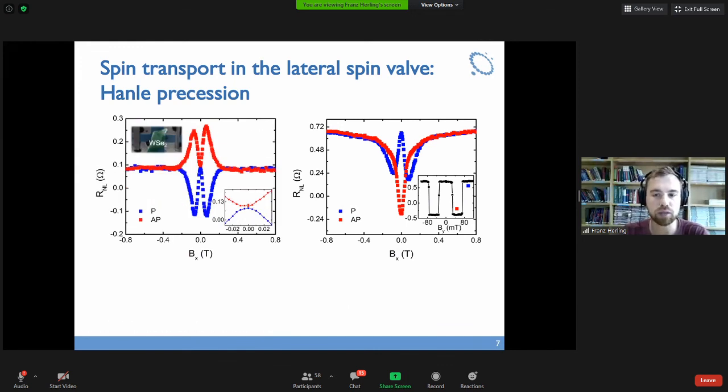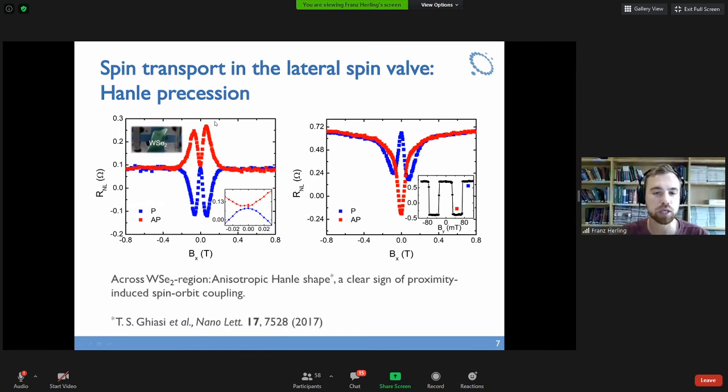And if we compare these results to the results from the lateral spin valve, where we have the tungsten diselenide in the middle, we see that the Hanle curves are still symmetric, but the shape changes quite drastically. We have these enhanced shoulders for the mid-field range. The reason for those is that due to the anisotropy that is induced in the graphene, the spin lifetime for out-of-plane and in-plane spins is different. And this anisotropy is a clear sign that via proximity effect, the TMD enhances the spin-orbit coupling in the graphene.